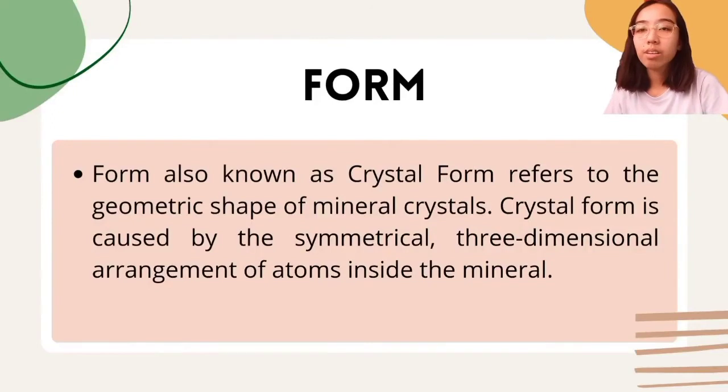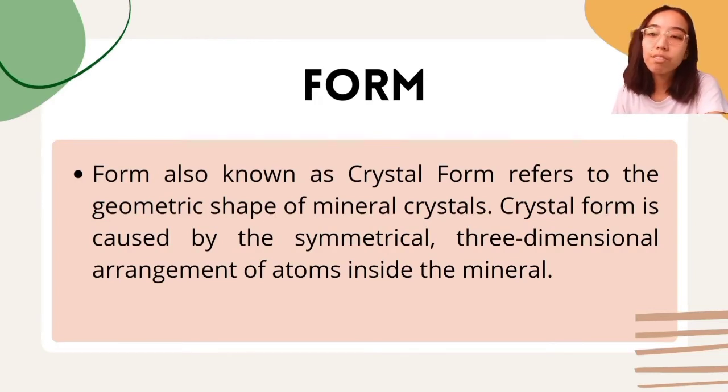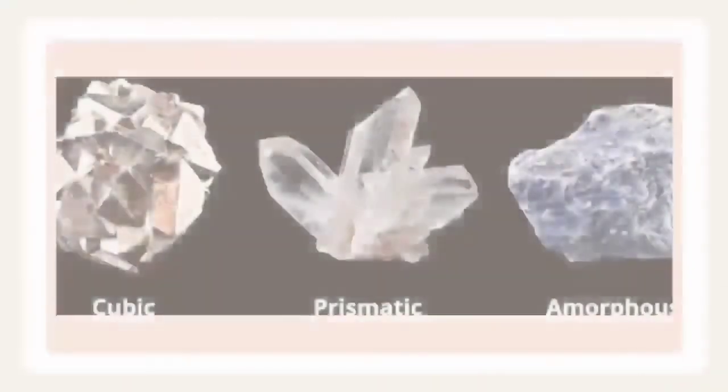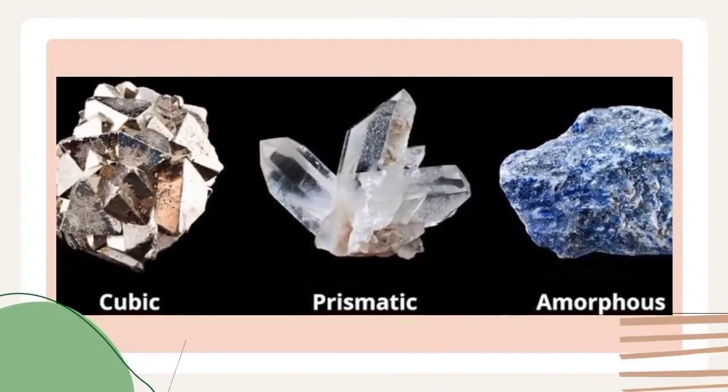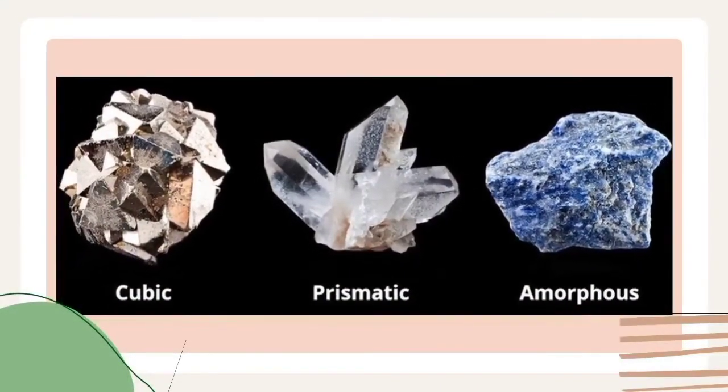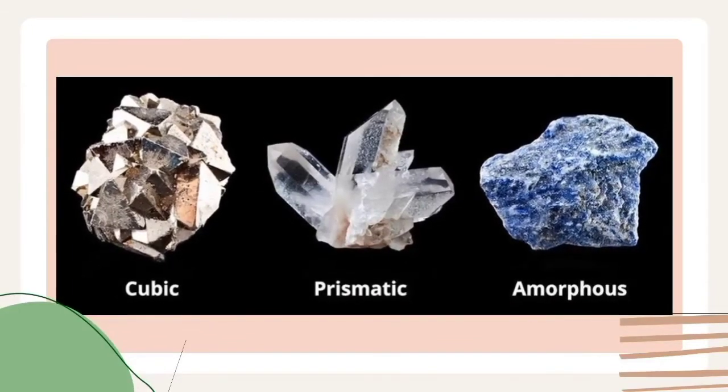And lastly, form. Form, also known as the crystal form, refers to the geometric shape of mineral crystals. Crystal form is caused by the symmetrical three-dimensional arrangement of atoms inside the mineral. We have here a cubic-like mineral, prismatic, and amorphous.